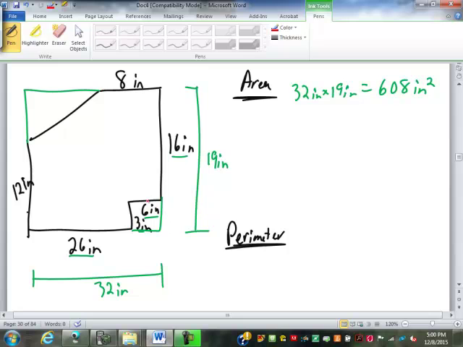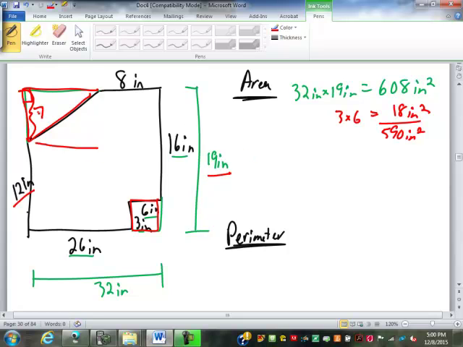Yep. So now I got to subtract out the 3 by 6 down here. That's 18 inches squared. So that gets me down to 590. I still have to subtract out this triangle. That is going to be a right angle. What's this dimension here going to be? Well, 12 from 19 makes this 7 inches. What's this dimension going to be? 32 minus 8 makes 24.